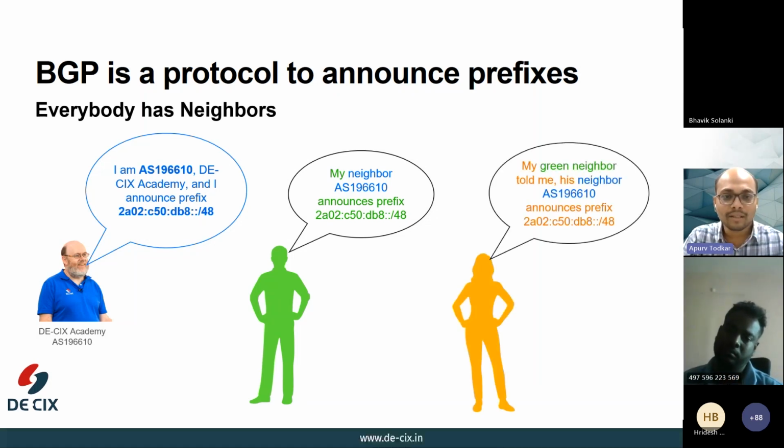So the neighbor in the orange receives the announcement from the green neighbor and notes that the prefix was originally announced by DE-CIX Academy and passed along by the green neighbor. So this process continues with the prefixes being propagated via BGP across the entire internet.